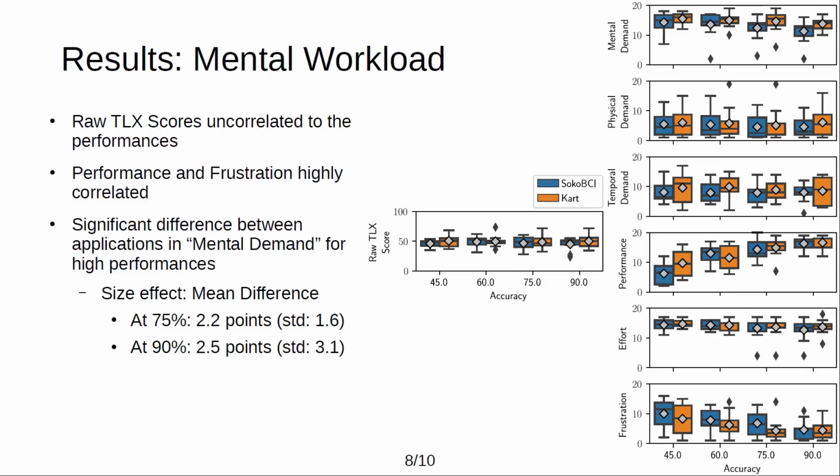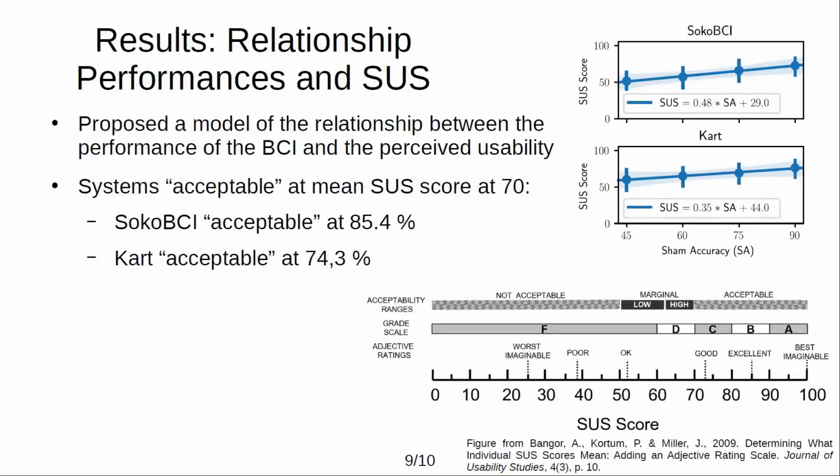About the relationship between the performance and the SUS scores, here we display the mean SUS score for each application and each accuracy, and the error bars show the 95% confidence interval. We propose a model of this relationship using a linear regression, given here and here. And we use this model with the well-known work from Bangor and collaborators to find the performance required by each application to reach an acceptable rating.